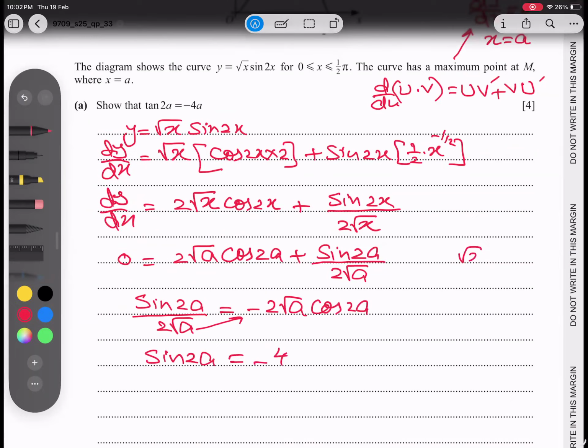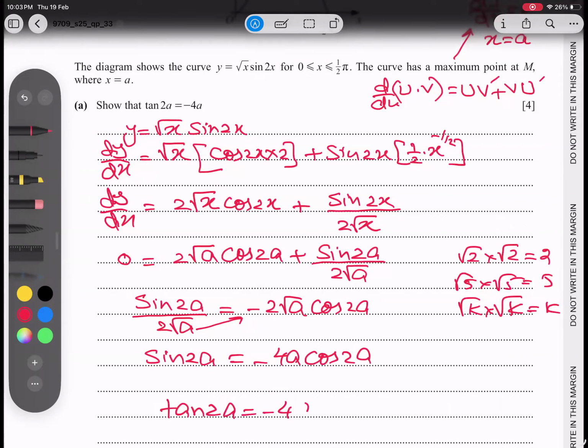Do you know, students, root 2 into root 2, if you check in a calculator, gives you root 2 squared, which gives you 2. And root 5 into root 5 gives us 5. And root k into root k, if you multiply, gives us k only. So it means root a and root a will give you a. I think this part is very clear. Cos A goes down and it becomes tan 2A. Tan 2A is equal to negative 4a, proved. So Alhamdulillah Rabbil Alameen, you can see the target is achieved, completely matched. So 4 marks achieved. Let's go for the next.